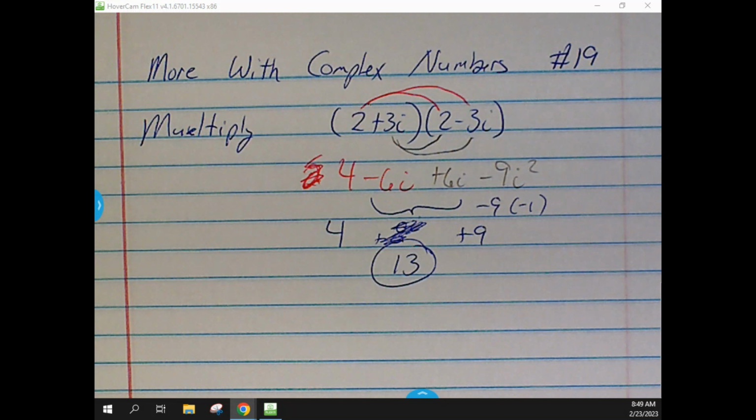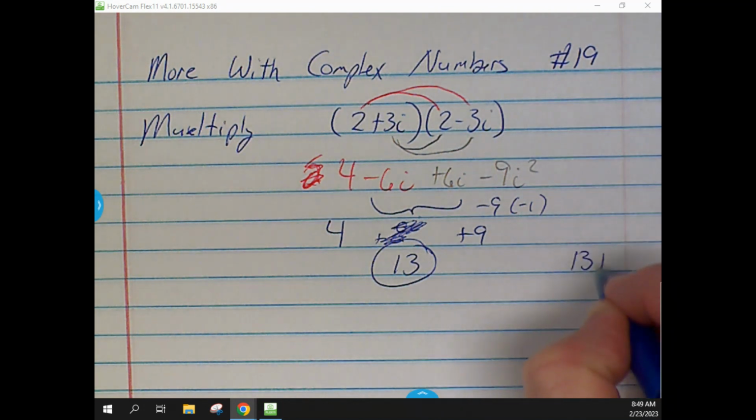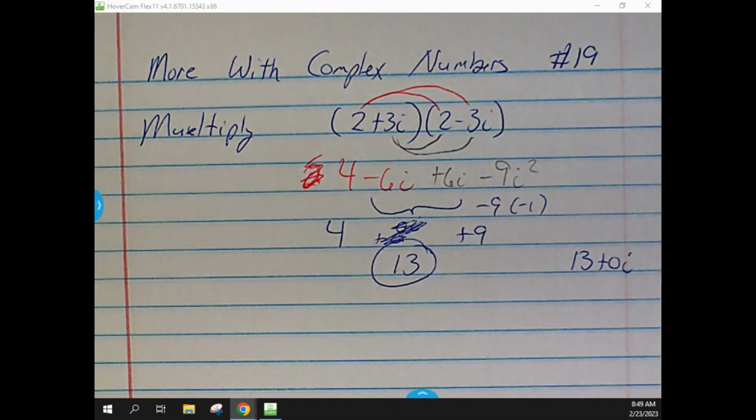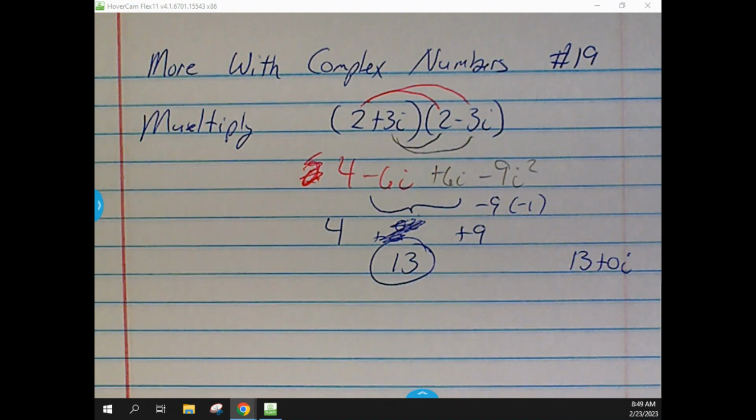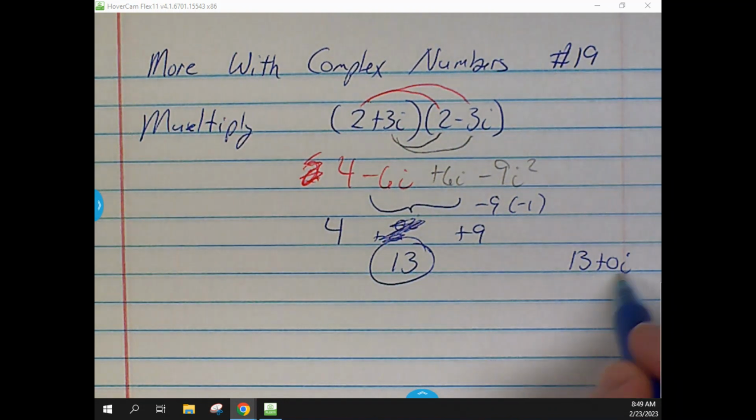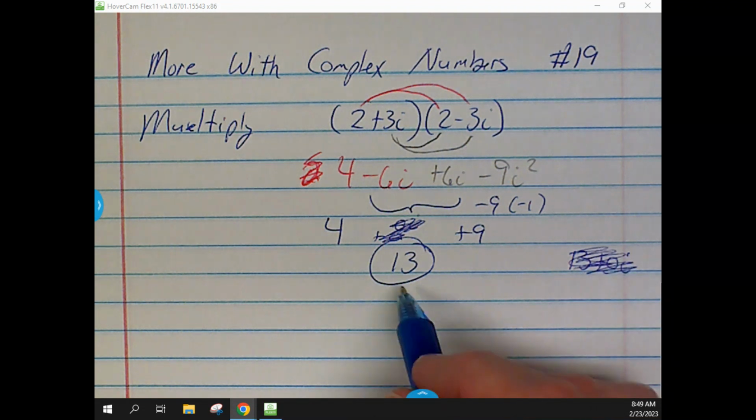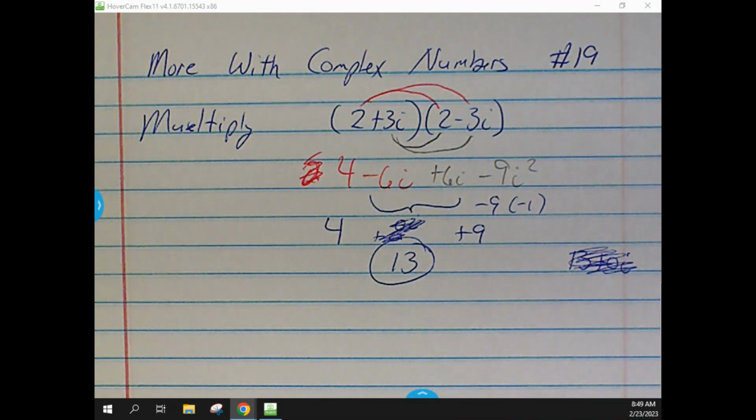Now, if they talk about writing this in a plus bi form, technically, if they were really, really specific, which I don't think they should be, you would put 13 plus 0i, but I'm not going to ask that. That answer shouldn't even be an option because if the answer is just 13, let's just leave it as 13. You don't have to put the 0i at the end of it. That to me doesn't make a lot of sense, but we're going through those.